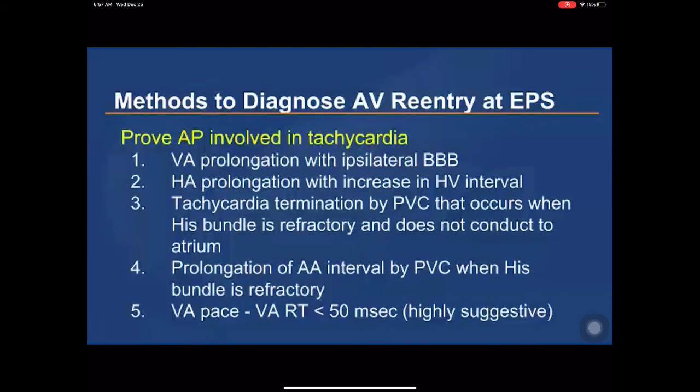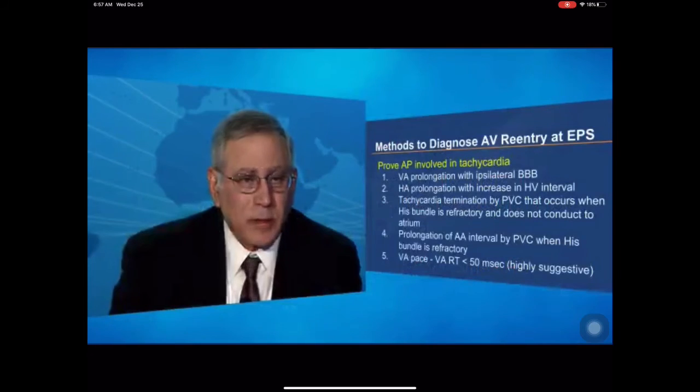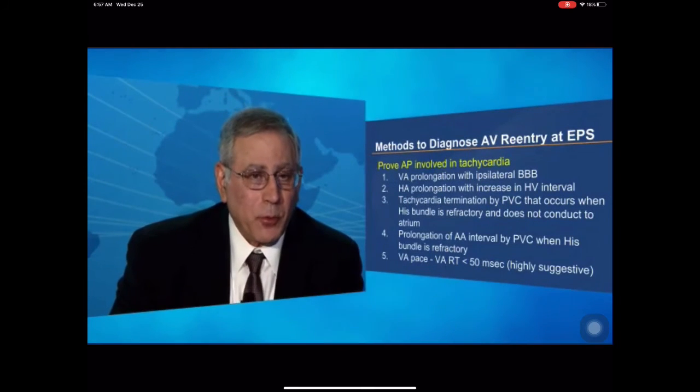There are things that you've got to know to be able to prove that an accessory pathway is part of the circuit. First of all, VA prolongation when you get ipsilateral bundle branch block will prove it's part of the circuit. Number two, if you get prolongation of the HA interval when the HV prolongs, that also proves that the His is part of the circuit. The only supraventricular tachycardia that involves the His-Purkinje system is WPW, so that proves it's involved.